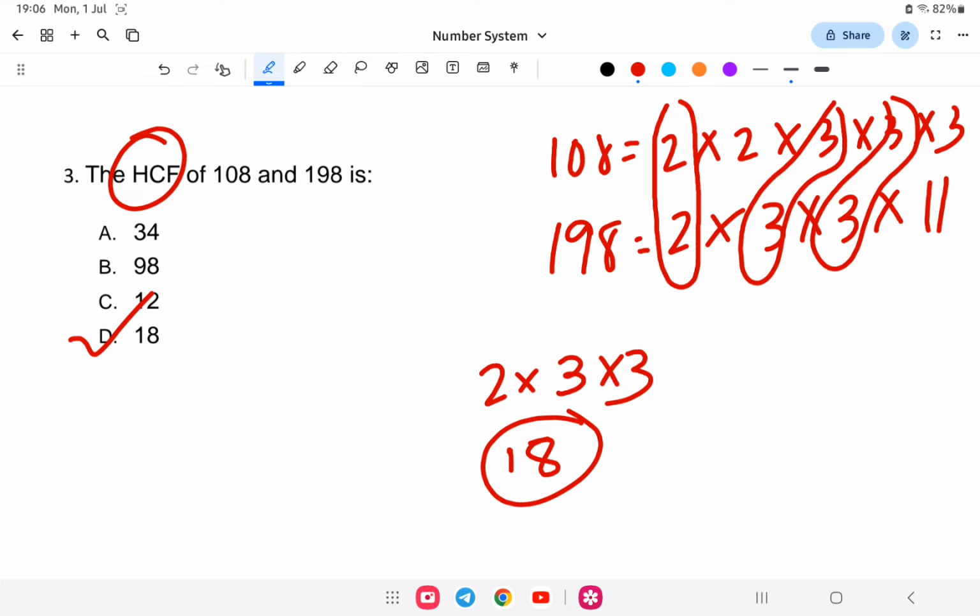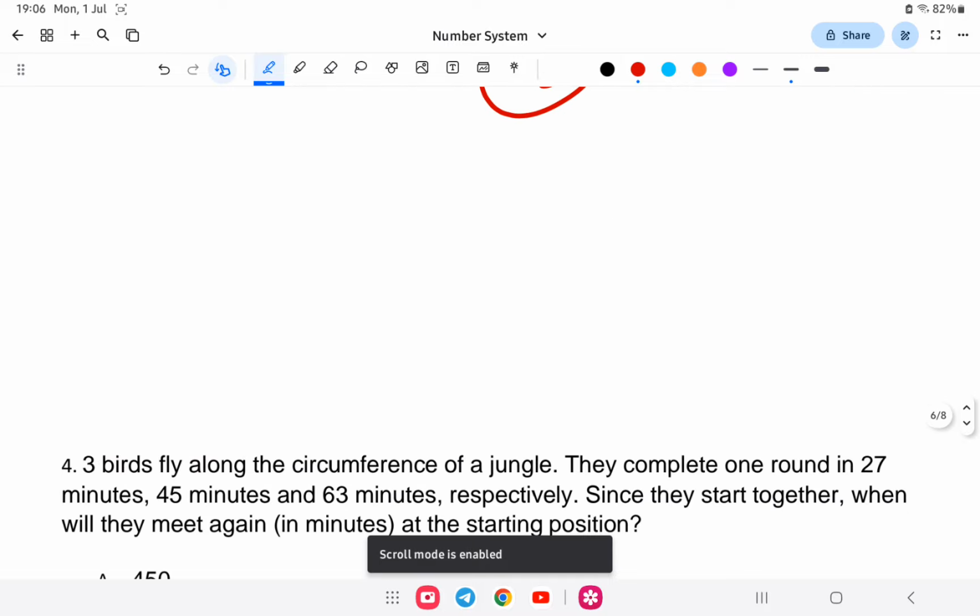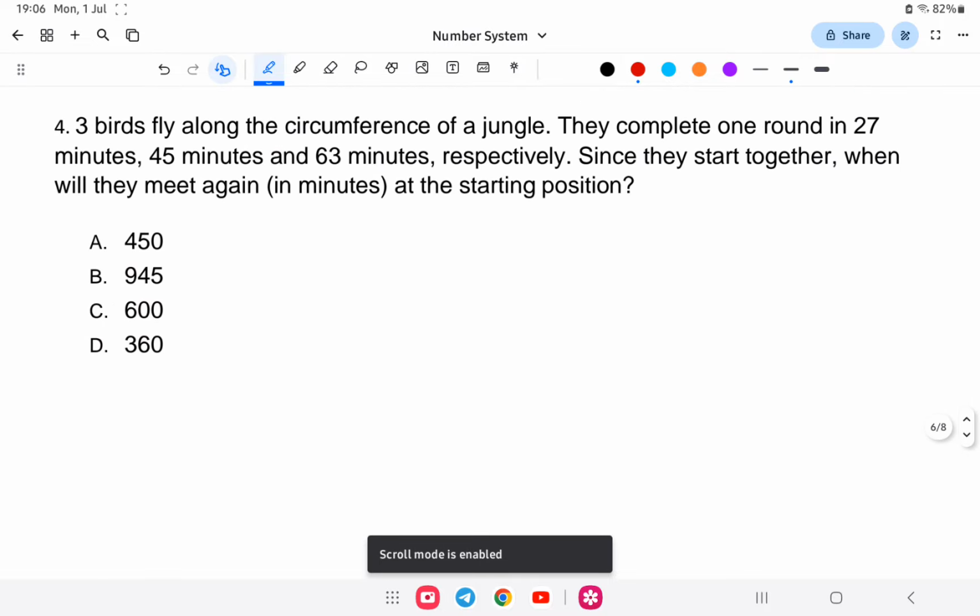So the answer is 18. I hope you are clear with this. Let us go to the next question. So number 4, 3 birds fly along the circumference of a circle. They complete one round in 27 minutes, 45 minutes and 63 minutes respectively. Since they start together, when will they meet again, in minutes, at the starting position?